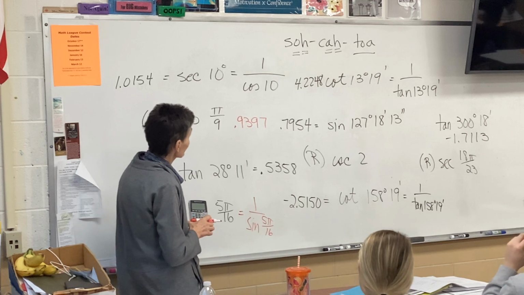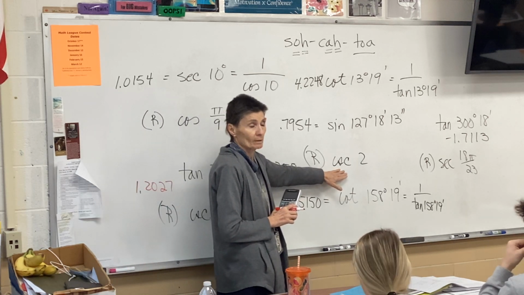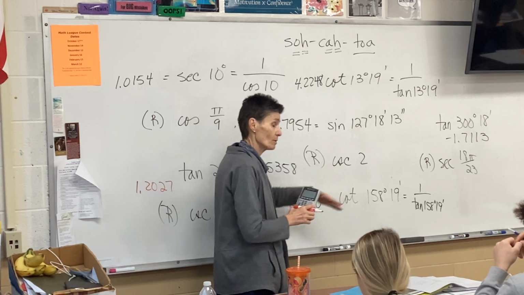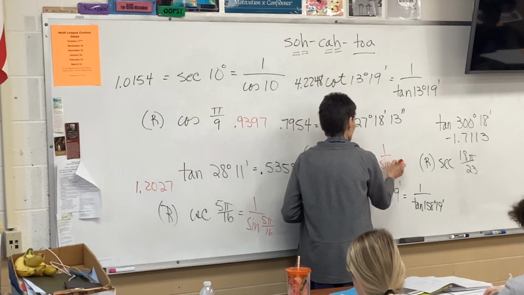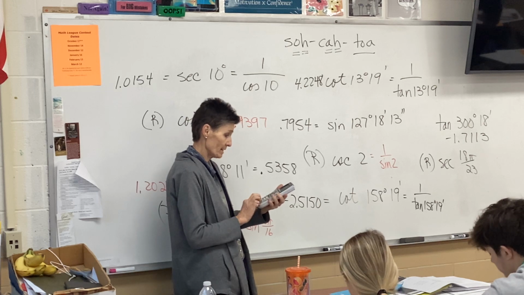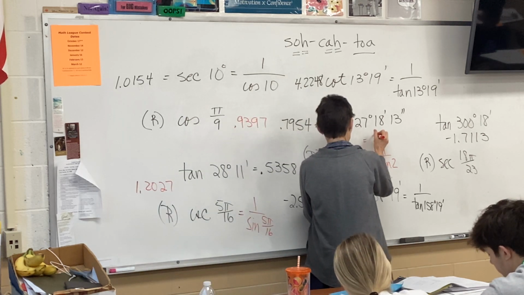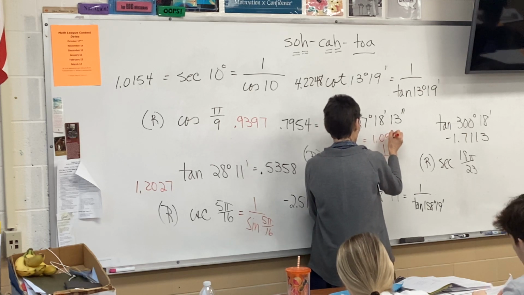Alright, I got a real mess here. Where am I at? This one's easy. It's a cosecant though, so how am I gonna have to type it in? 1 divided by sine 2. So 1 divided by sine 2. What'd you get? 1.0998.